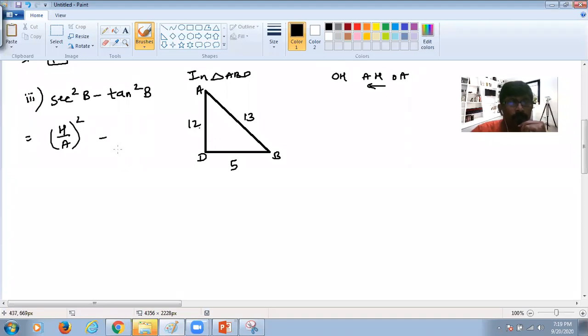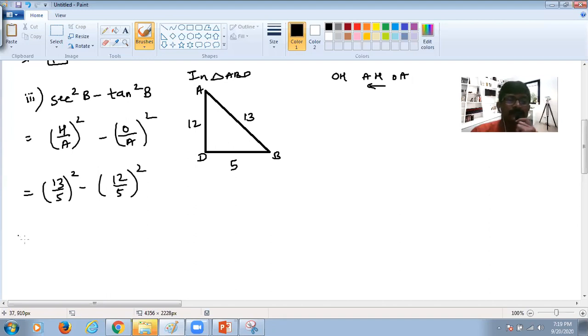Minus tan would be OA. So opposite upon adjacent, the whole square. I hope it's very simple by now, isn't it? Now with respect to b, hypotenuse is what? 13 upon 5, the whole square. Minus opposite upon adjacent, the whole square. So that is 12 upon 5, the whole square. Isn't it very simple? And now, we've already done this: 169 upon 25 minus 144 upon 25. So it will become 25 upon 25. So it will become 1. Isn't it very, very simple?